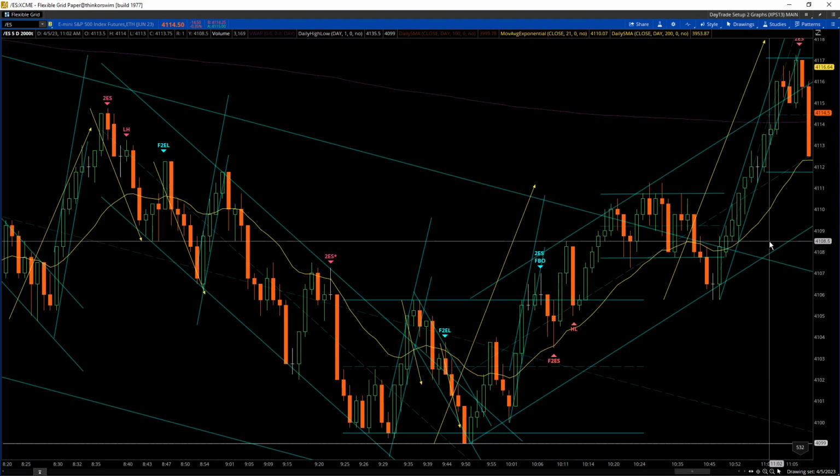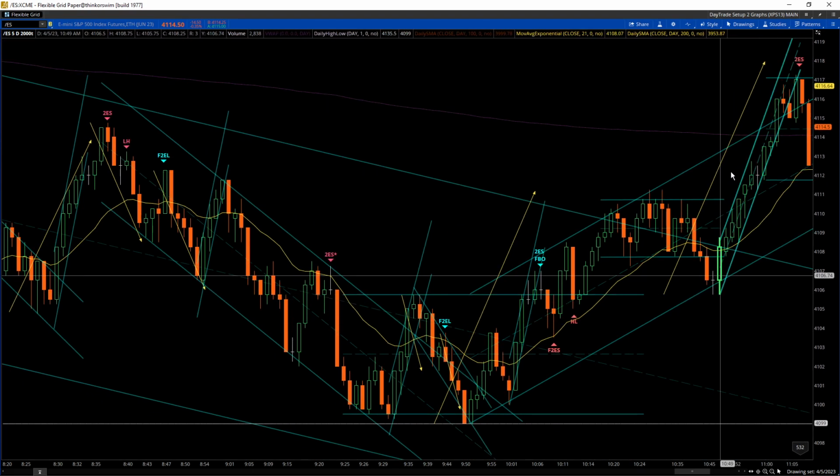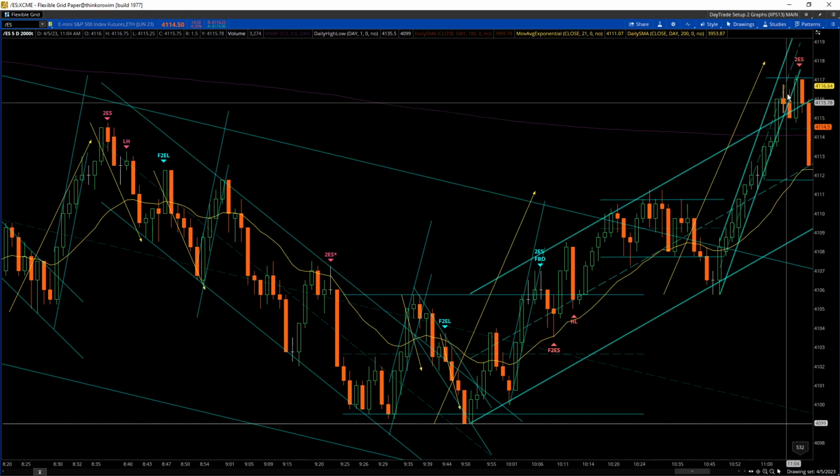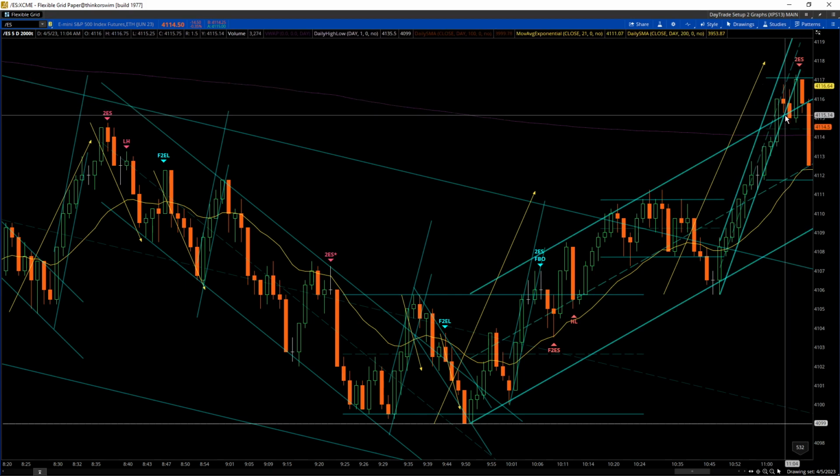Turns out it would have worked out really well. And then I see a new low here, first entry short, then a second entry short. Now the second entry short is a break of this channel.